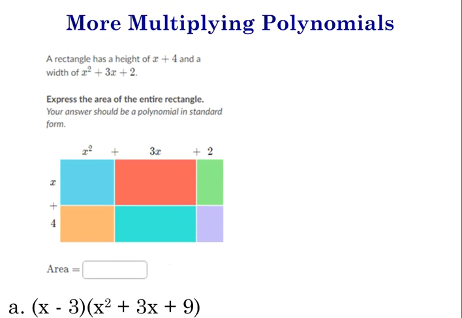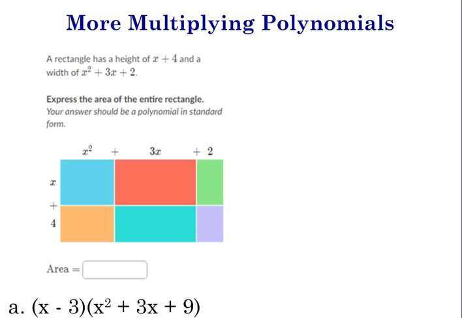Let's flip over to the back. This is new. Let's look at the first problem. A rectangle has a height of x plus 4 and a width of x squared plus 3x plus 2. Express the area of the entire rectangle.